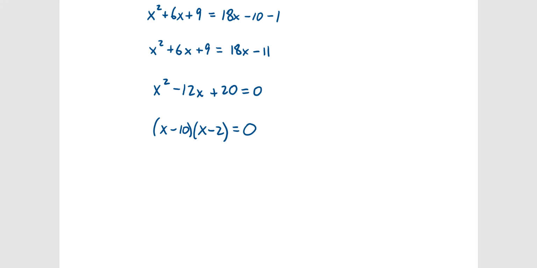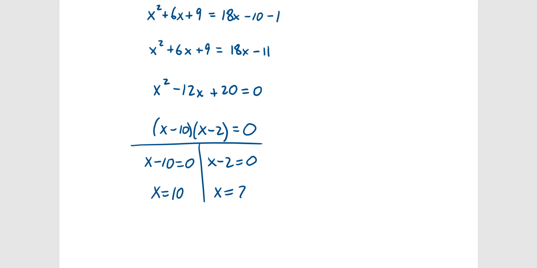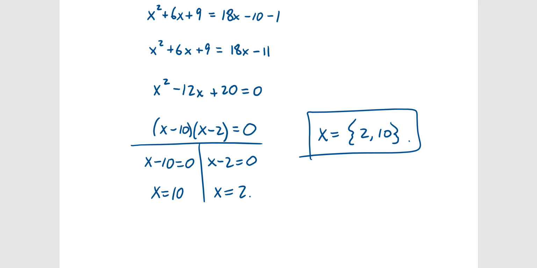And now we're just going to set both of these equal to 0. And I'm guessing we can probably do these in our head by now. But we get x − 10 = 0, x − 2 = 0. So on the left-hand side, we get x = 10. On the right-hand side, we get x = 2. So we get our two answers, 2 and 10.